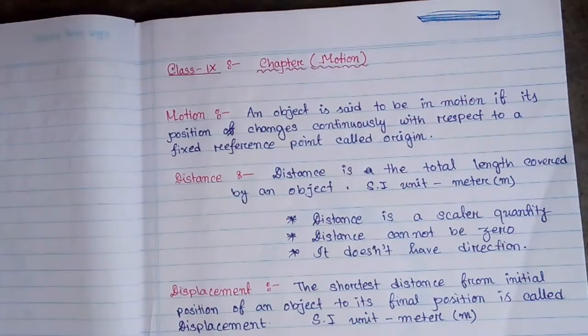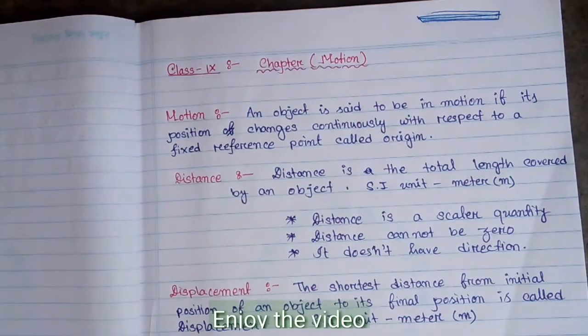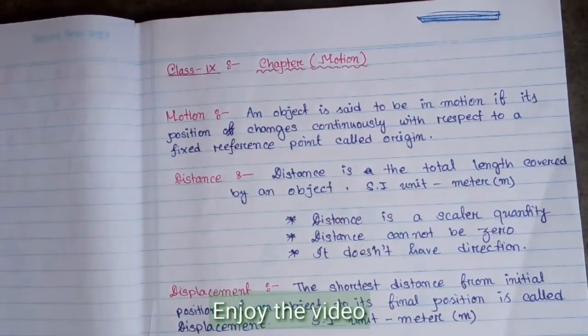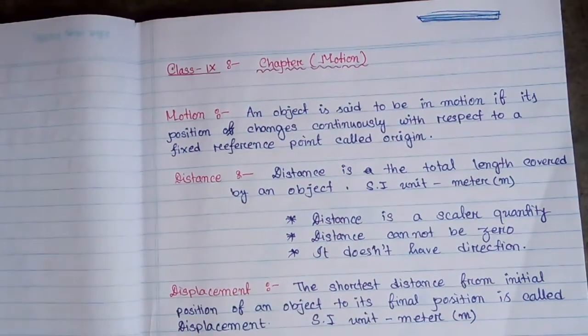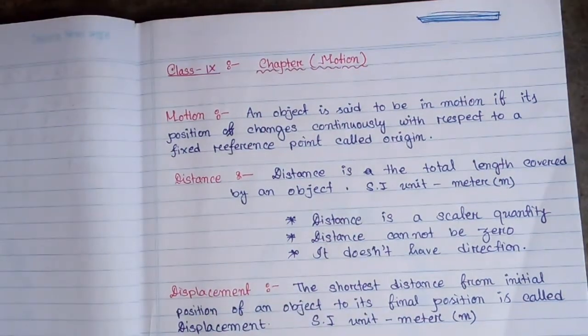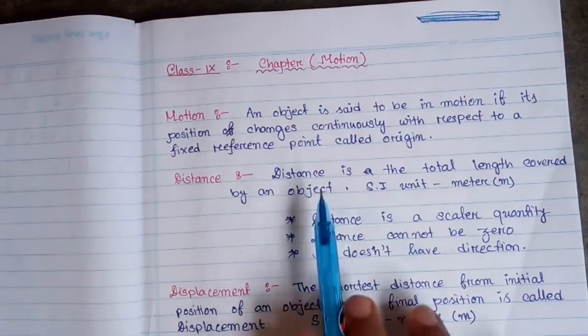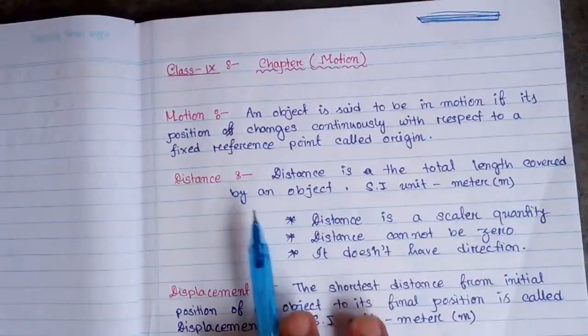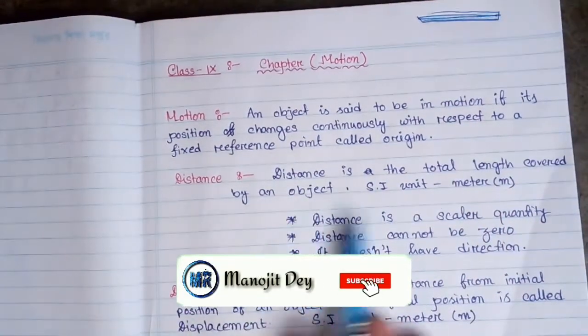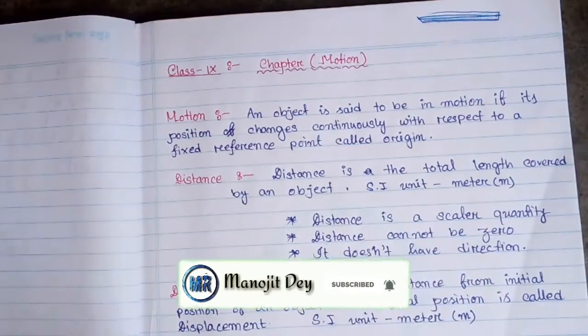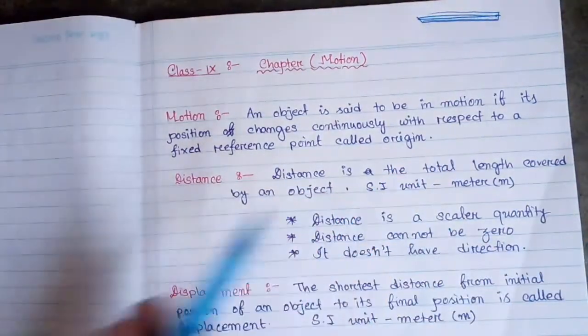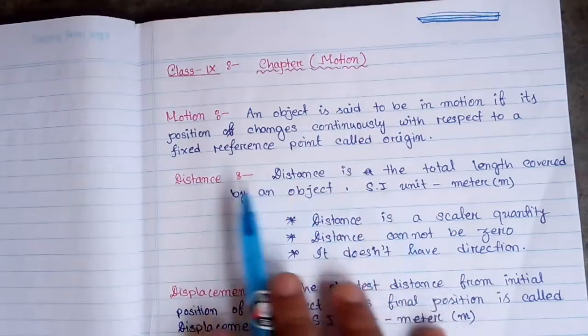So what is motion? An object is said to be in motion if its position changes continuously with respect to a fixed origin. That is called motion. What is distance? Distance is the total length covered by an object. Suppose an object is in motion, the total length it has covered is called distance.